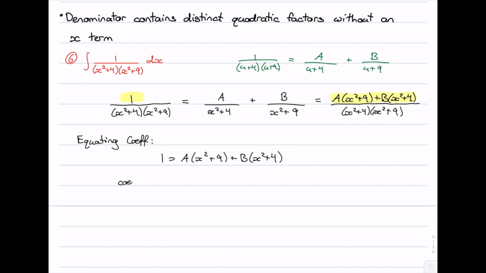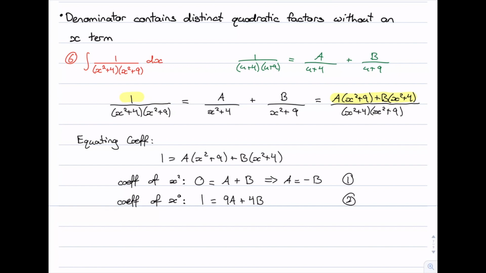Okay, so let's have a look at the coefficient of x squared. What's the coefficient of x squared on the left-hand side? Well, there is no x squared, so that means the coefficient is 0. And on the right-hand side, it'll come from a times x squared, which has a coefficient of a, and b times x squared, which has a coefficient of b. So that would tell us that a is equal to negative b. Okay, so that's our first equation. And then having a look at the coefficient of the constant term, which is x to the power 0, on the left-hand side it's equal to 1, and on the right-hand side it's going to come from a times 9, and 4 times b. Okay, and that's our equation 2. And then if we solve these two simultaneously, we get a is equal to a fifth, and then b is going to be equal to negative a fifth.